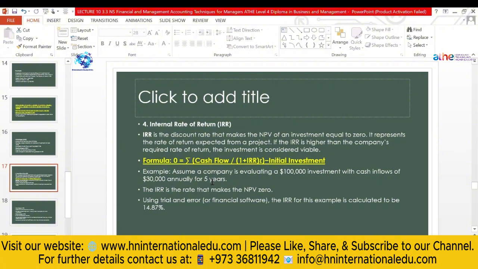It represents the rate of return on the investment which we have made in the business. Are we going to get double, triple, 4 times, 5 times back the profit expected from a project?